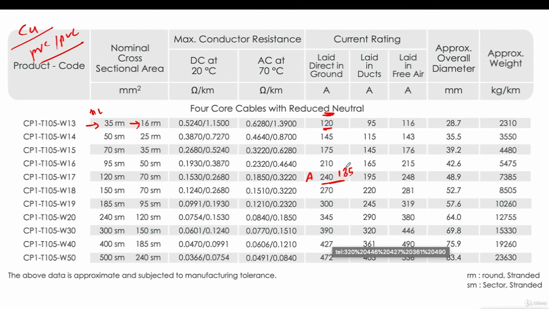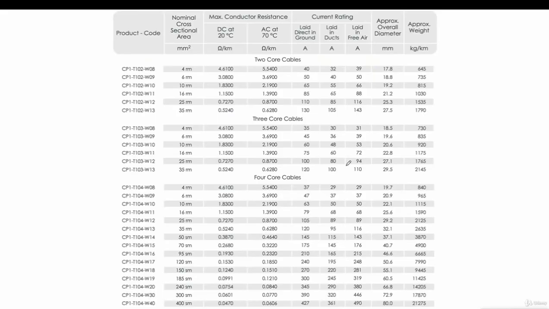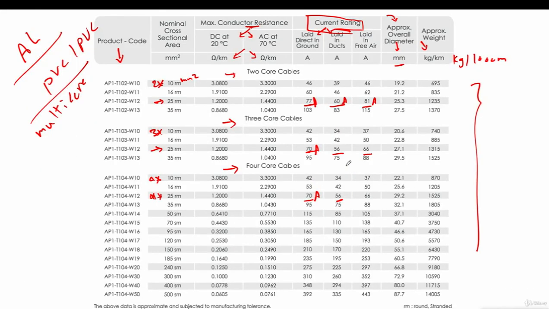I hope you understand these tables. It's important to be able to read the cable specifications and details, because it will be an important and main step in sizing cables calculations. Okay, see you in the next video.